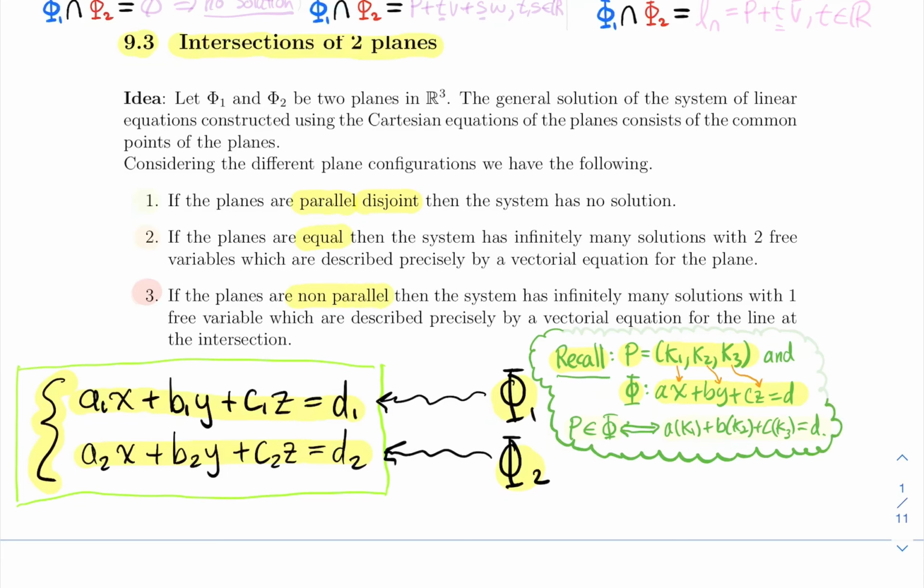So in other words, if P is inside the plane, it is a solution of that equation. Of course, the Cartesian equation of a plane is a linear equation. So we have this really tight relationship between P being inside the plane versus P being a solution of the linear equation ax plus by plus cz is equal to d. And that's the relationship that we're going to exploit to make that connection between the system induced by putting the two Cartesian equations together and the general solution.